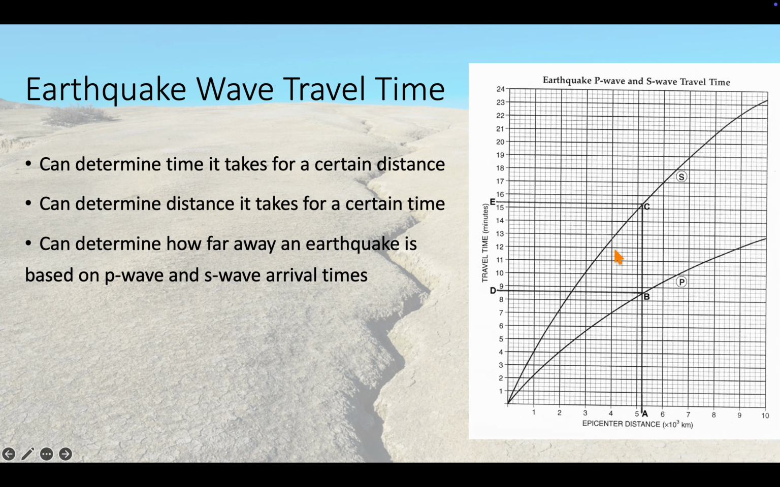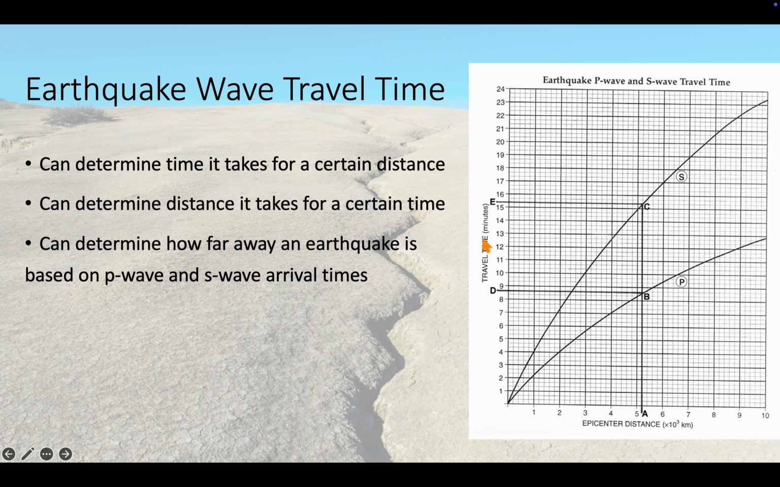Okay, so earthquake wave travel time. You will be seeing this graph. We're also going to be using this data from this graph to make another graph later in the unit. But this has our P wave, which is the lower one because that's the one that arrives first, so it doesn't take as long to travel the distances. Then we have our S wave.